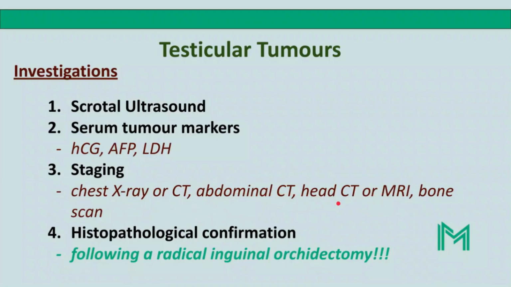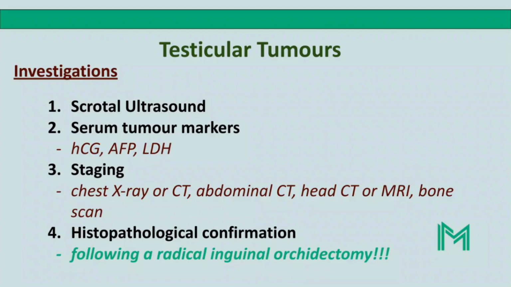Now, it's important to note that to get the accurate diagnosis, you want to do a histopathological confirmation, but that is only done after you have done a surgery to take out the affected testes. It cannot be done before. You cannot do a biopsy prior to the surgery because you do not want an iatrogenic seeding of the tumor. So it's only done after the surgery is done. So that is why this has been highlighted. It is done following a radical inguinal orchidectomy. So these are the ways by which you investigate to confirm a testicular tumor.